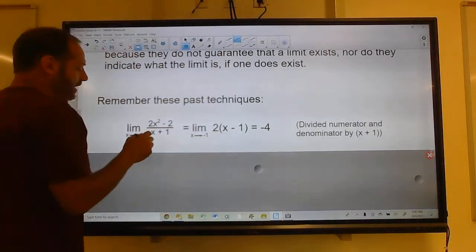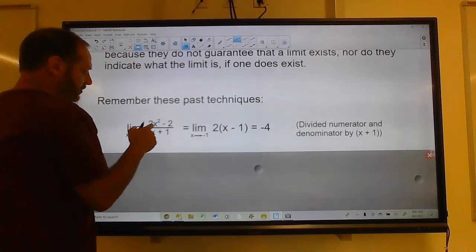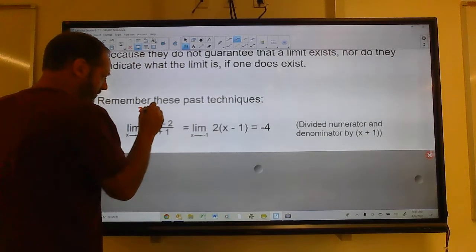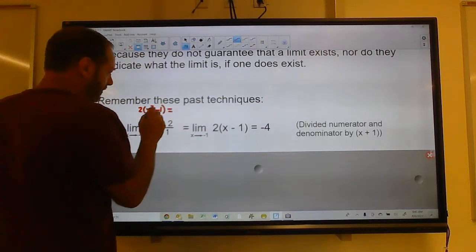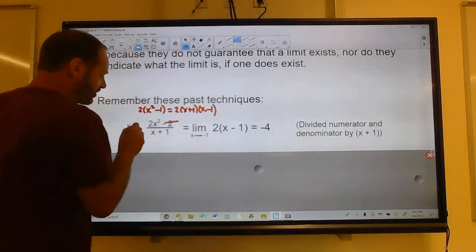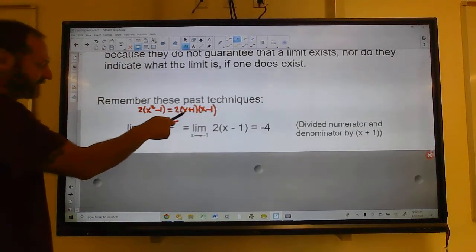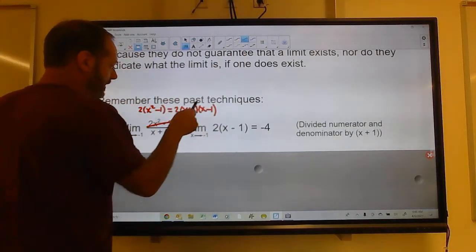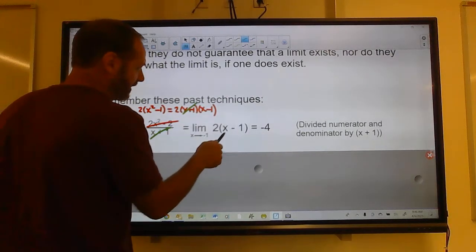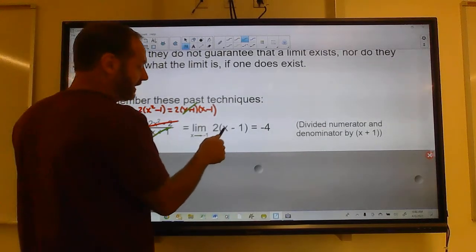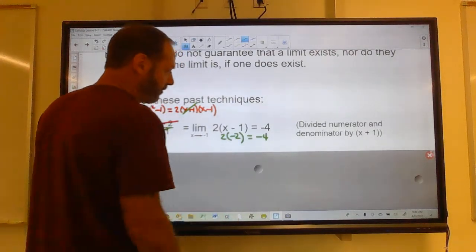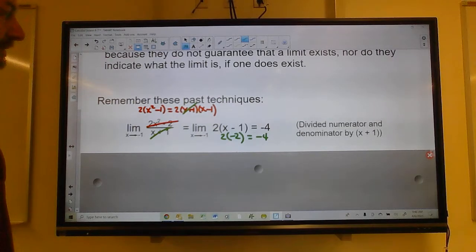We just said, okay, you know what? I could take this 2x squared minus 2, and I could factor out 2. That'd give me x squared minus 1, and then that will factor to 2 times x plus 1, x minus 1. So I can change the top of this thing to be this, and then, oh, look what happens. The x plus 1 cancels the x plus 1, and I end up with 2 times x minus 1. And that I can take -1 and plug it in, and I get -2 times 2, which comes out to be -4. And so I can figure out the limit.